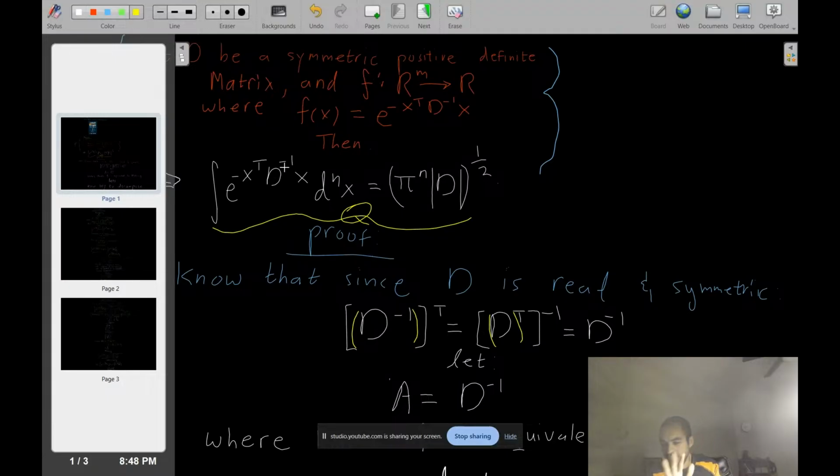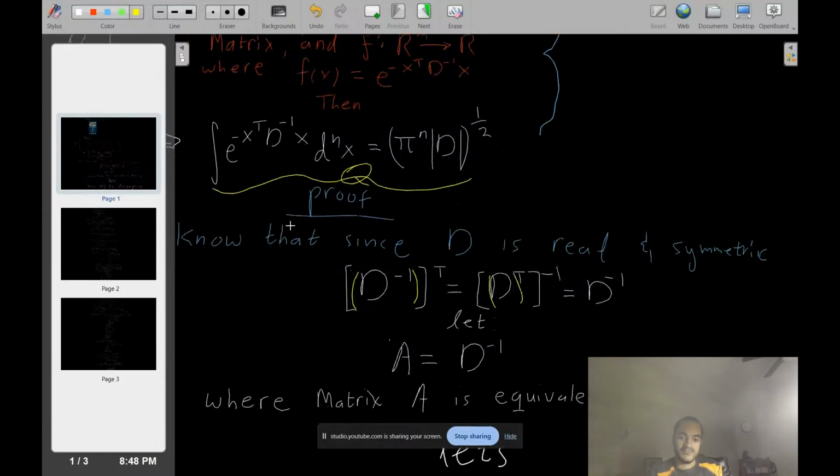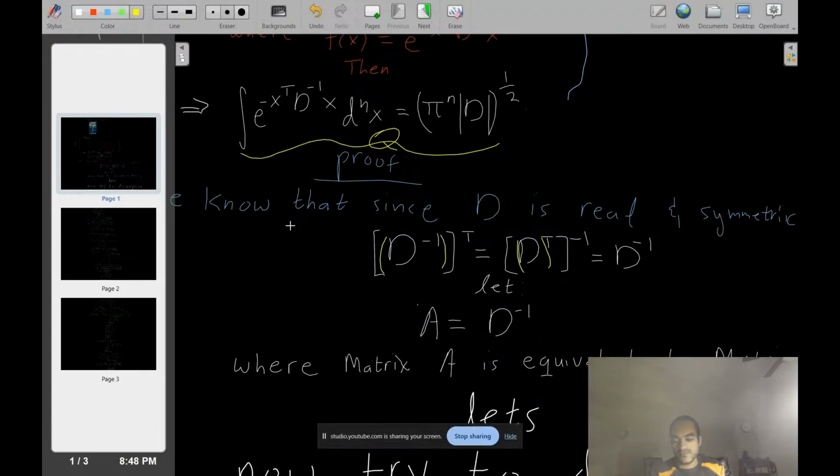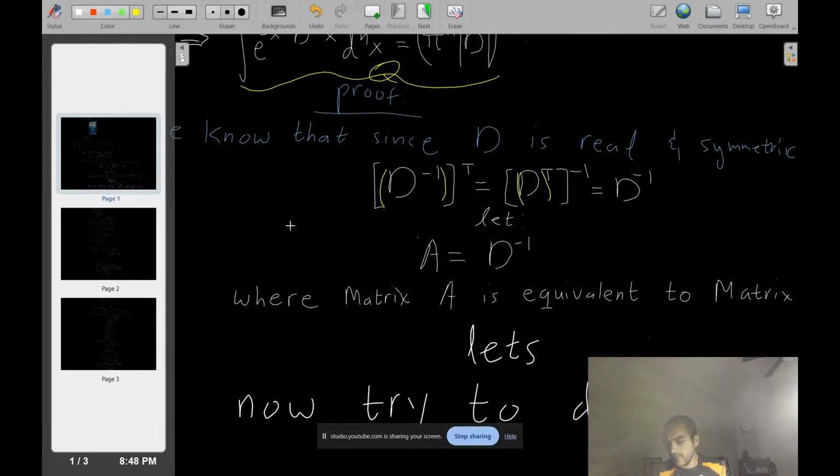This D inverse is not necessary. Usually when we're proving this theorem, it has an A. I used D inverse, but I'm just letting A equal D inverse. So A is equivalent to the matrix D inverse. Not only is it equivalent to the inverse, but it's also an invertible matrix. Does that make sense to anybody? Any problems?